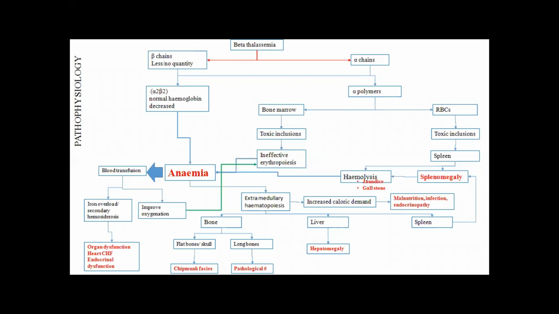Anemia presents with features very common in anemia, like loss of stamina, easy fatigability and pallor, and since the patient is having hemolysis, the patient will present with jaundice. So you can guess the clinical features. The patient may have organomegaly, like hepatosplenomegaly. In flat bones there is expansion, so the patient may present with chipmunk facies, and if you take an X-ray of the skull, it will show a hair-on-end appearance. In bones, you can find osteopenia, osteoporosis and pathological fracture. Another feature is organ dysfunction if iron overload is there.